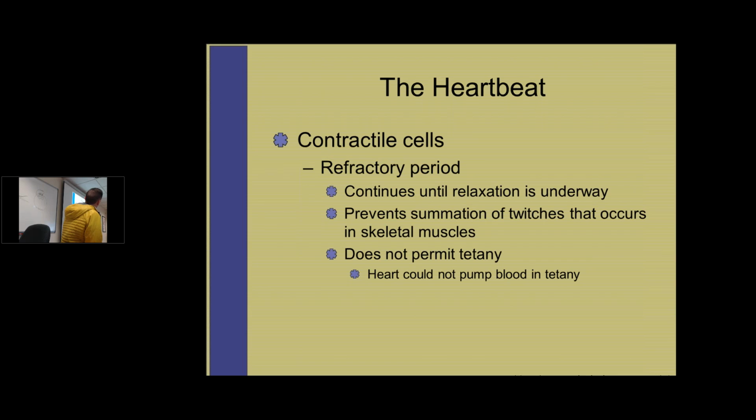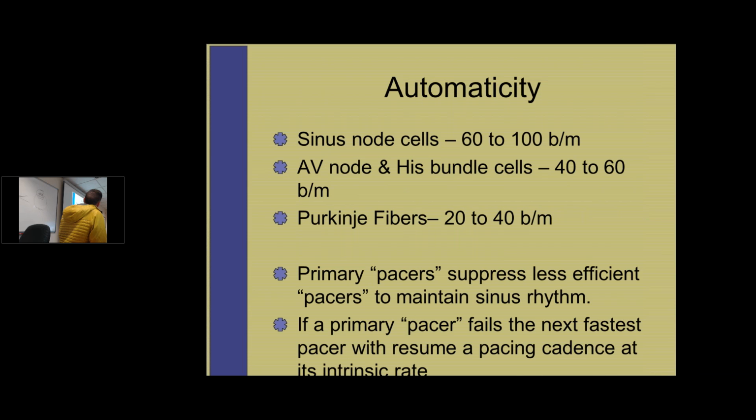So yeah, in this regard, kind of like what your question was before, that refractory period avoids tetany, where you have a complete contraction. So automaticity. Automaticity is the electrical system of the heart, and basically there's a system where if one part of the heart goes out, you can still get heartbeats.